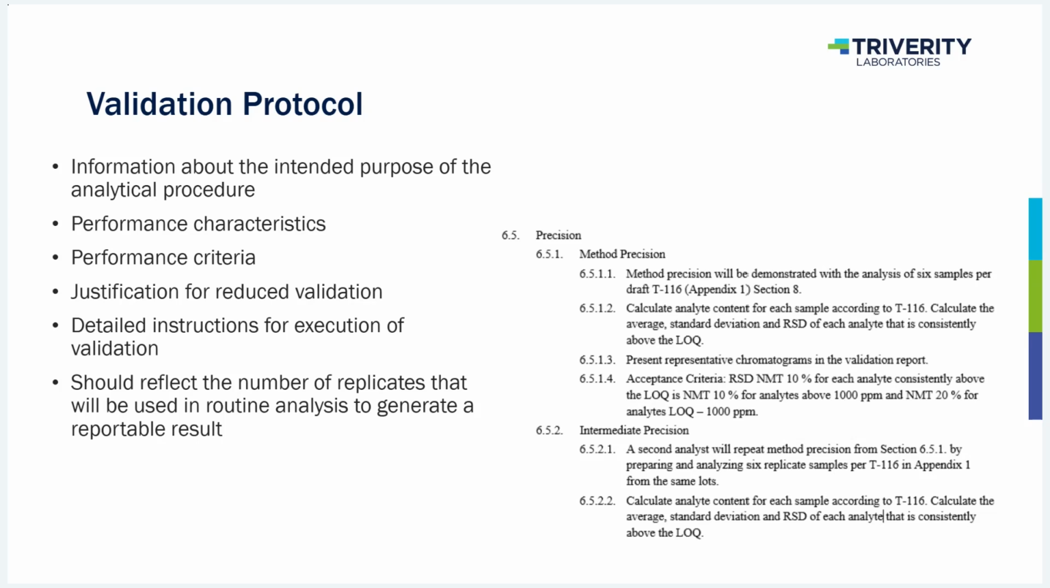reduced validation. Oftentimes we use the same chromatography for our API as we do for our drug product. And in those cases, we don't need to repeat linearity again if it's the same concentration, the same range, same chromatography. So in our drug product validation protocol, we'll reference our drug substance validation and state that the method parameters are the same.